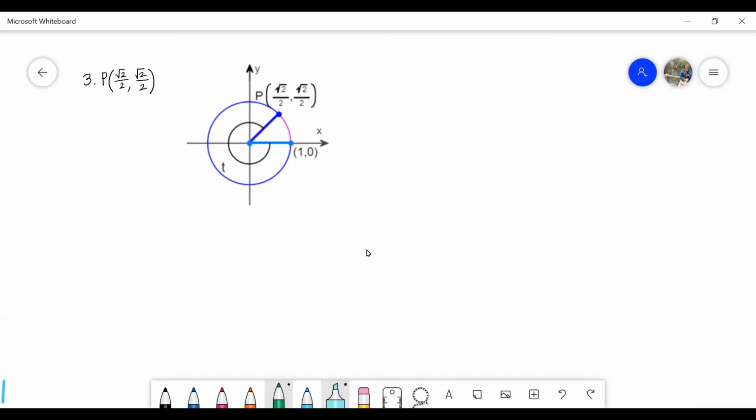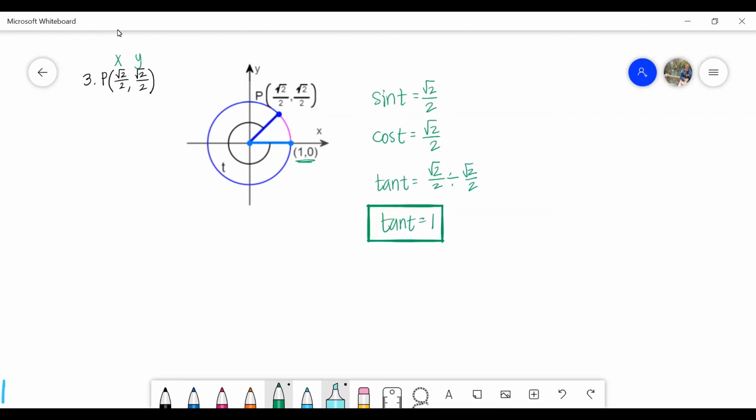Okay, so for our last one, again, same exact idea. You want to label x and y. Recognize that this is a unit circle. And we say sine of t is my x value, or is my y value. Lucky for us, they're the same this time around, √2 over 2. Cosine of t is the same thing, √2/2. Now with tangent of t, I want to point out, I'm saying √2/2 divided by itself. That means tangent t is equal to 1. Isn't it nice when that works out, right?